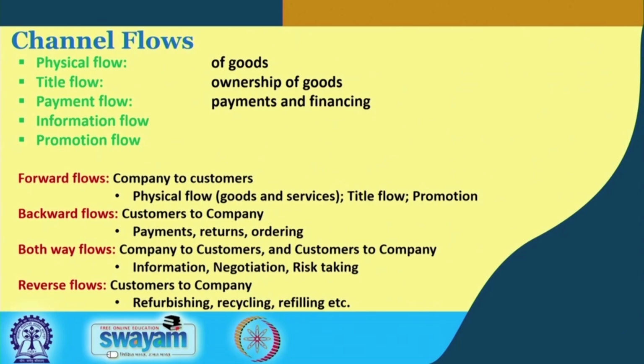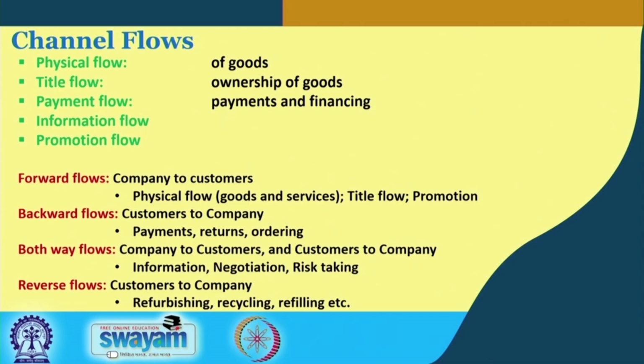Now, we come to channel flows. When we talk about channel partners, channel members, distribution channel, what actually flows in a channel are referred to as channel flows. There is a physical flow of goods, there is a title flow of ownership of goods, there is a payment flow which refers to payments from the customers to the retailers, from the retailers to the wholesalers and from the wholesalers to the manufacturer. It also refers to the financing which takes place, where the wholesaler may finance the retailer or the retailer may finance the customer. Flows also happen with respect to information and promotion.